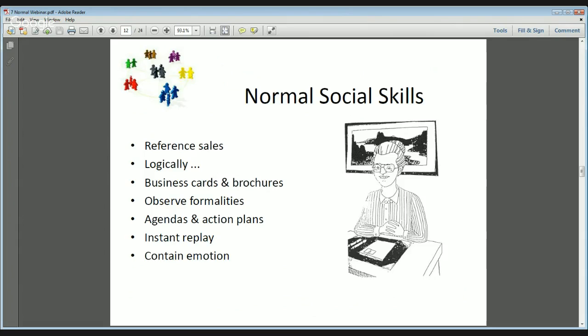These are the people who want to see brochures. In fact, they feel uncomfortable if you don't have one. Again, as I said, observing the formalities is very, very important. So that's being on time, shaking hands, exchanging business cards, and then sit down. First of all, discuss the agenda for the meeting, see if they wanted to add anything to it, and remember at the end of the meeting, come up with an action plan.